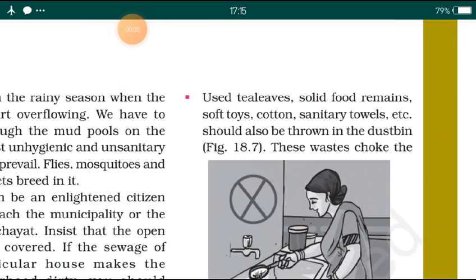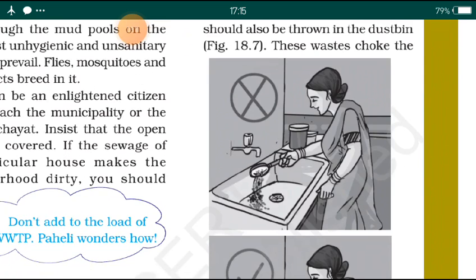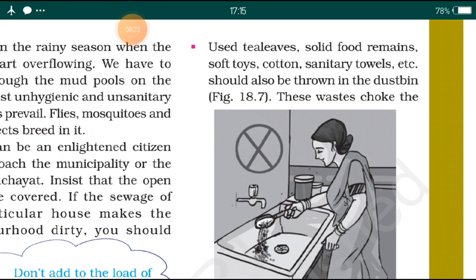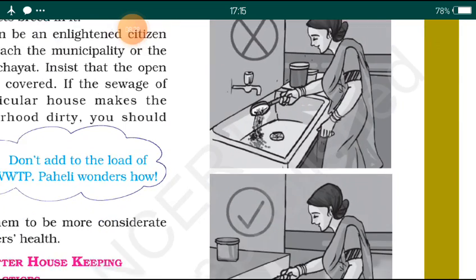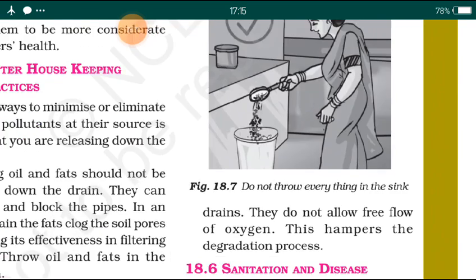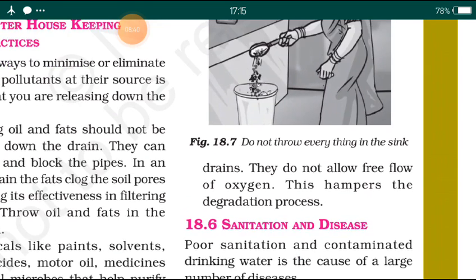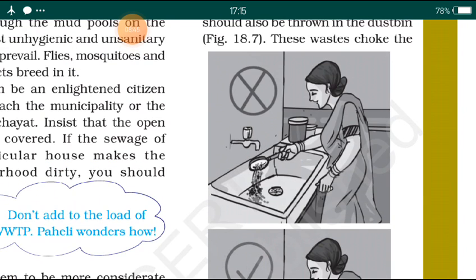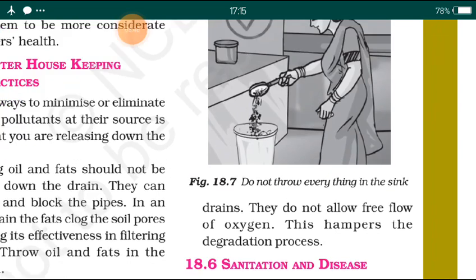Okay, here the picture shows what is correct and what is incorrect. Used tea leaves, solid food remains, soft toys, cotton, sanitary towels, etc. should also be thrown in the dustbin. These wastes choke the drains. They do not allow free flow of oxygen. This hampers the degradation process. This is the wrong picture and this is the right picture.